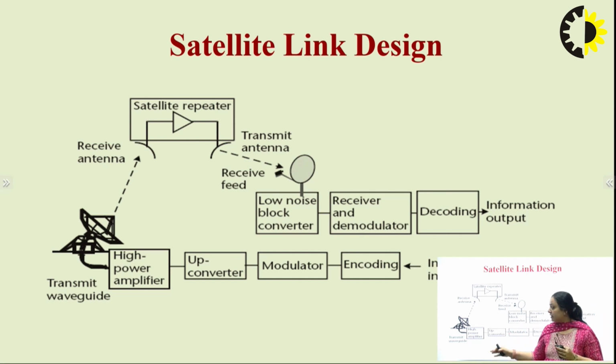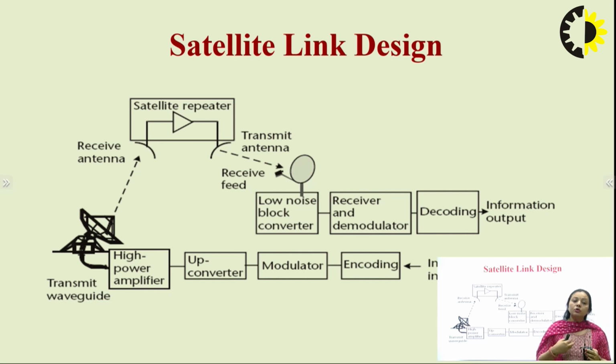Then after up conversion, we have a high power amplifier. So at the ground earth station, we have a high power amplifier. After it is in the gigahertz band, you have already amplified it. The data will be transmitted with the help of this antenna. Now it has been transmitted by the antenna, it has reached the satellite link. Now the satellite has received the data.